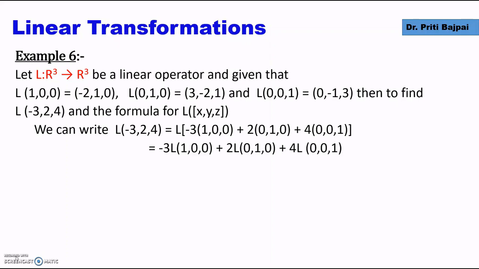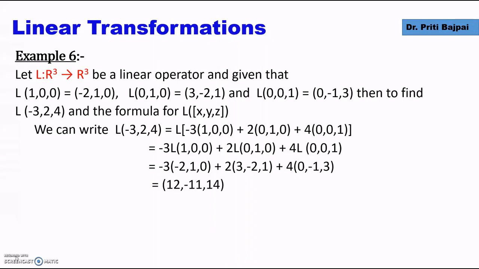So we will first start with what we are given. So we have L of minus 3, 2, 4. We'll write it as L of minus 3 times 1, 0, 0 plus 2 times 0, 1, 0 plus 4 times 0, 0, 1. If we pull out the scalars, which we can always do, we get minus 3 L of 1, 0, 0 plus 2 times L of 0, 1, 0 plus 4 times L of 0, 0, 1. We already have values of L of 1, 0, 0, L of 0, 1, 0, and L of 0, 0, 1. We will substitute them here. And we see that the point which we get is 12, minus 11 and 14.